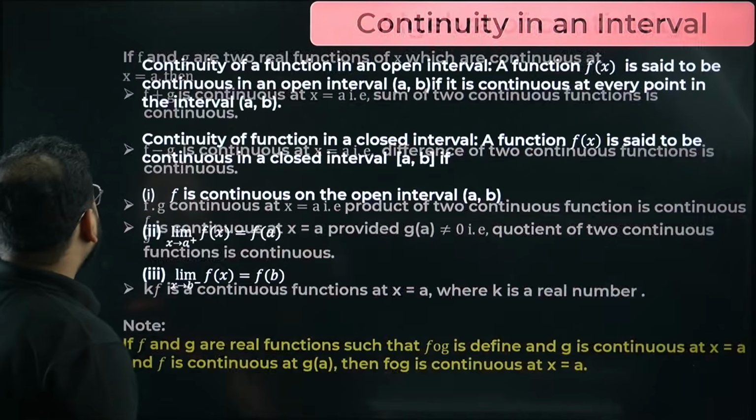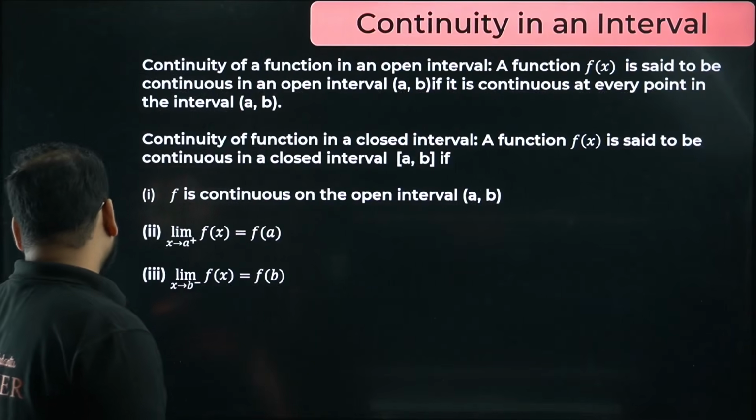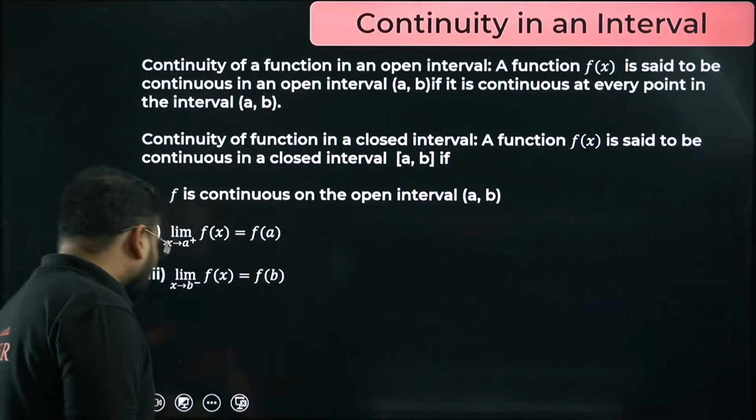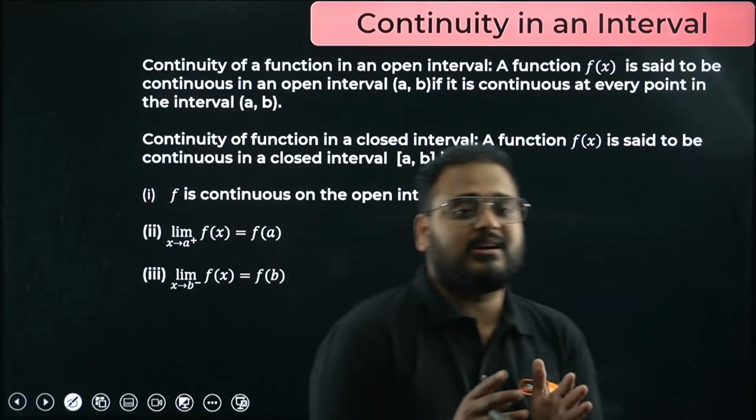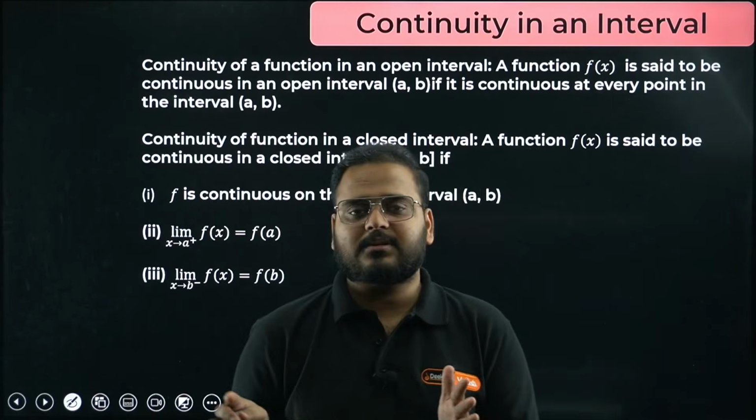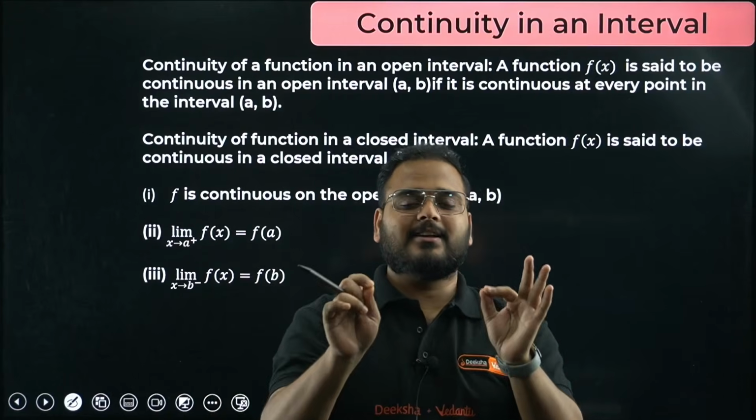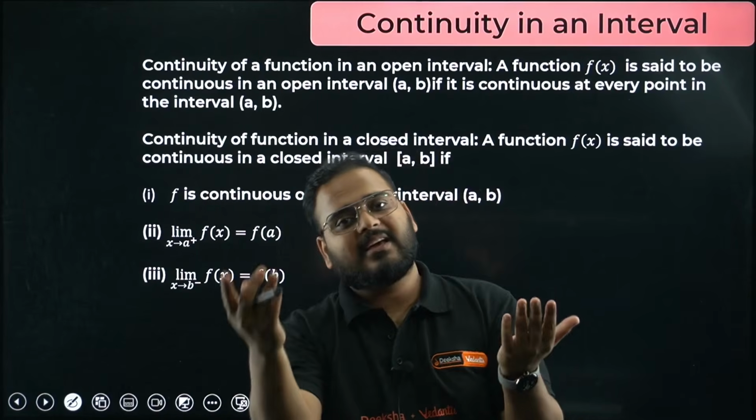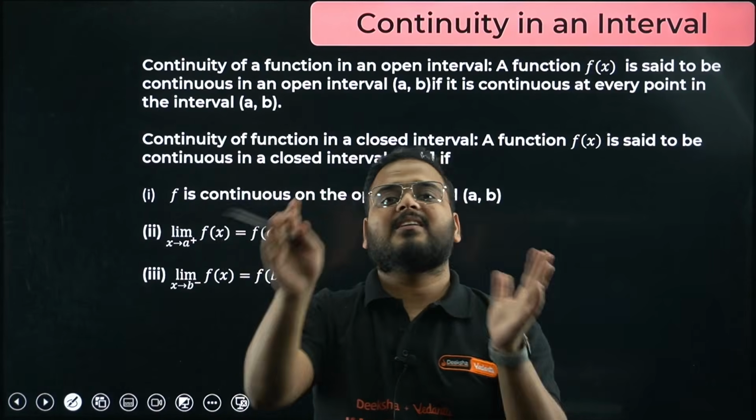Let's move on now to continuity in an interval. Whatever interval we have, there are two types of interval. Interval number one is open interval. Second is closed interval. In open interval, no problem. Every point in the interval, function should be continuous. Then we can say the given function is continuous in the entire interval a comma b.